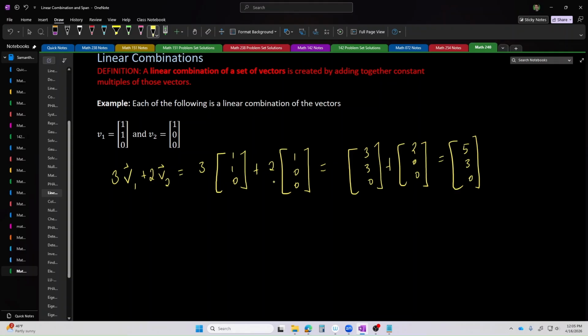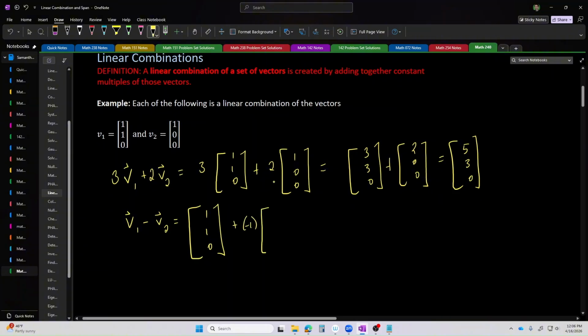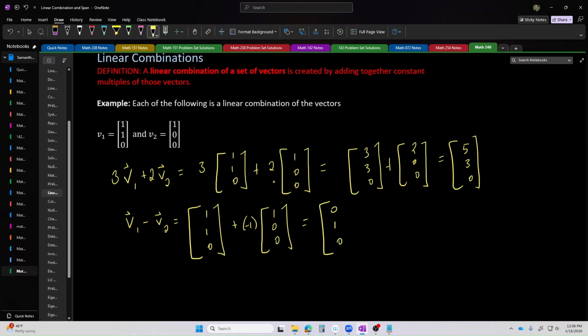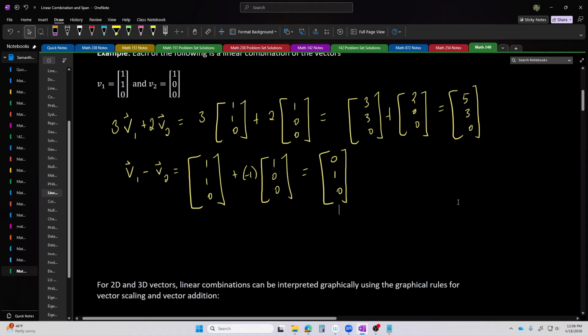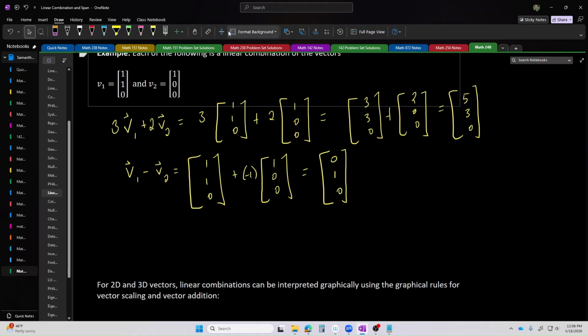Another example, if I have just v1 minus v2, which you can think about as v1 plus negative 1 applied to v2. This would also count as a linear combination. I get 0, 1, 0. So this vector 0, 1, 0 would also be considered a linear combination of v1 and v2.